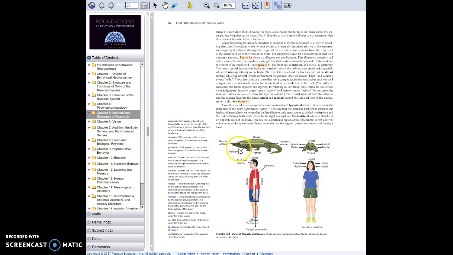So in this case of this alligator, we can see that we have an up and down dimension. This up and down dimension is called the dorsal and ventral. We also have a front to back dimension, which is called either anterior or posterior, or the rostrocaudal dimensions. And then we also have a side to side dimension, which is called medial to lateral.